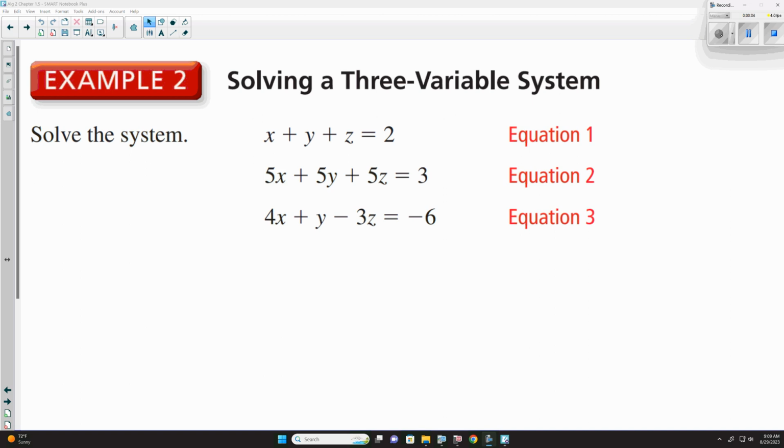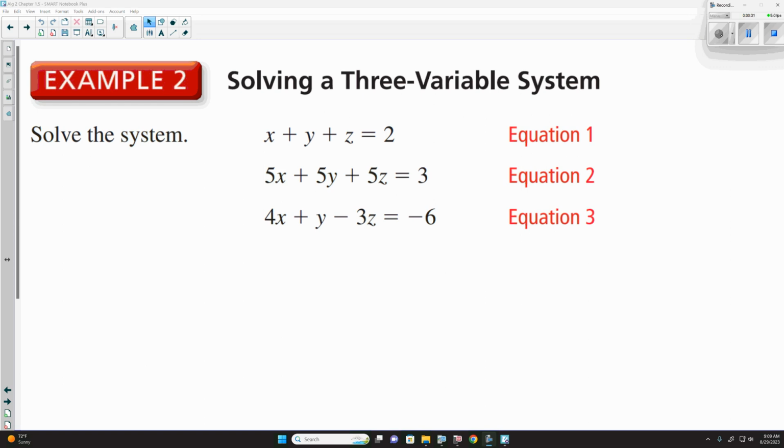All right, guys. What we're doing today is continuing on with our systems of linear equations with three variables. And whenever we start solving any of these, the first thing we want to do is pick a variable to eliminate first and eliminate our equation.